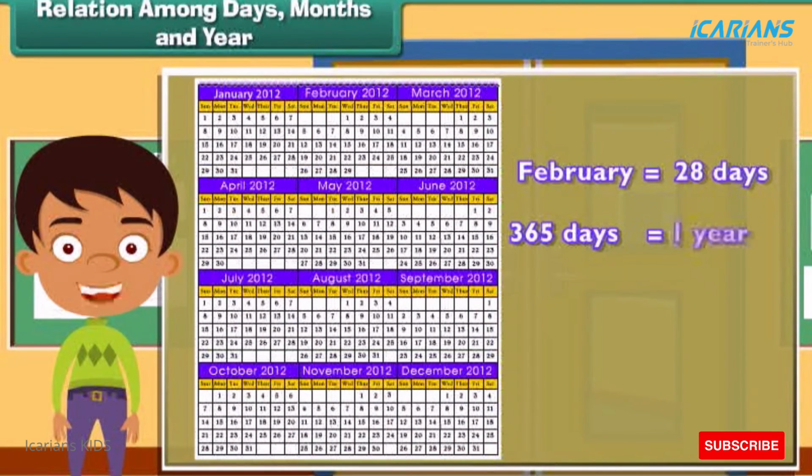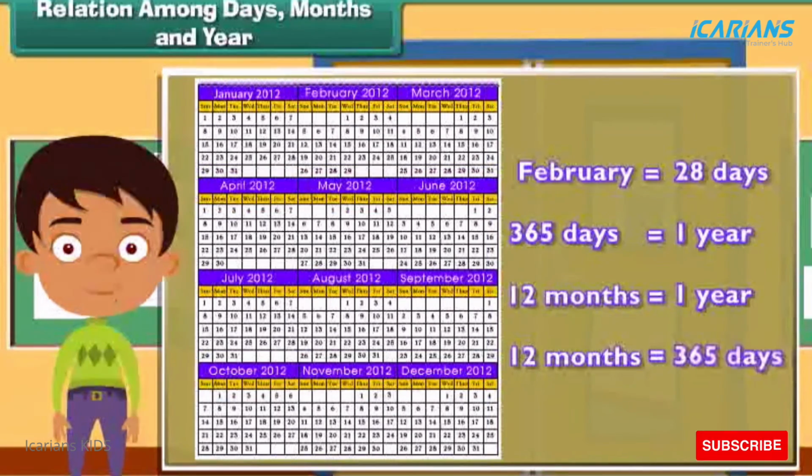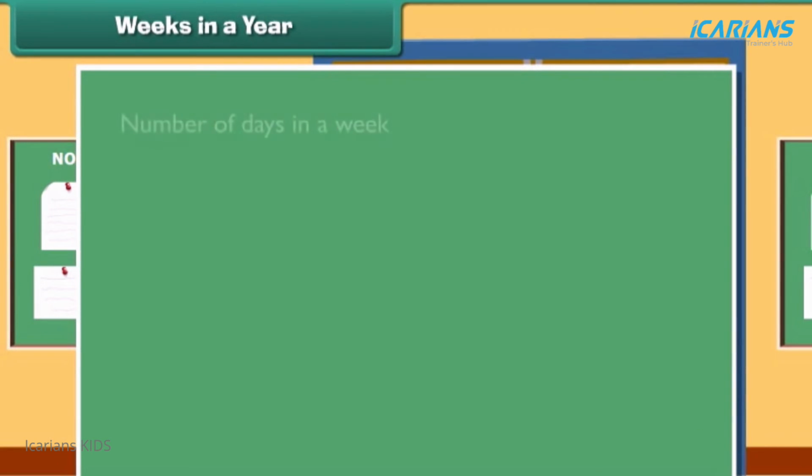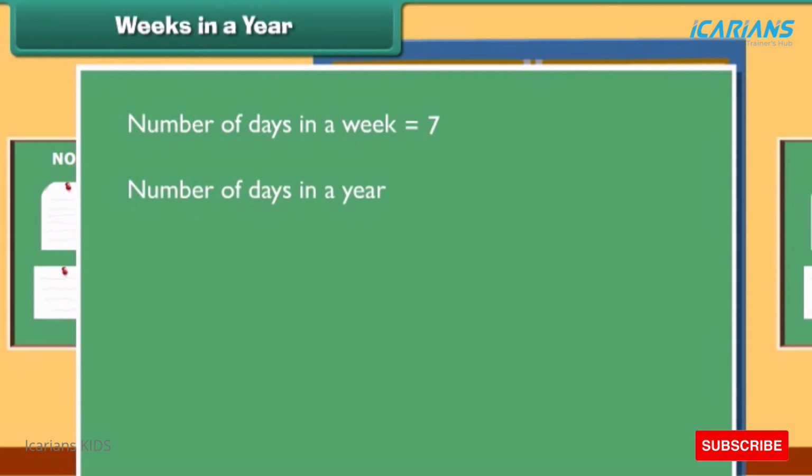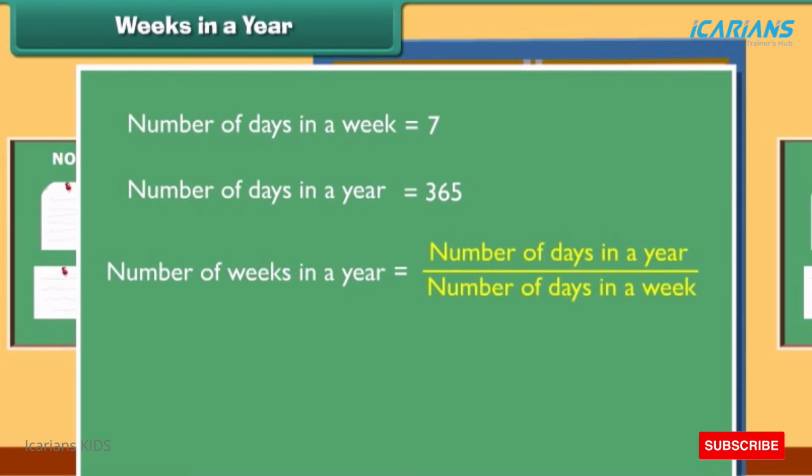There are 365 days in a year. There are 12 months in a year. It means 12 months is equal to 365 days. Weeks in a year. Number of days in a week is 7. Number of days in a year is 365. Number of weeks in a year is equal to number of days in a year upon number of days in a week, which is equal to 365 upon 7, which equals 52 weeks.